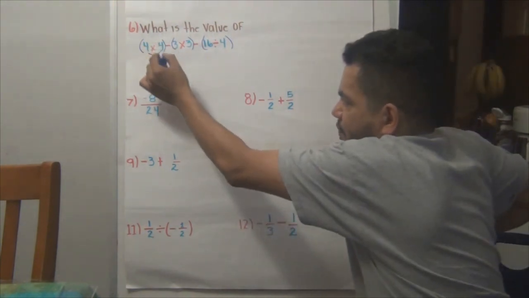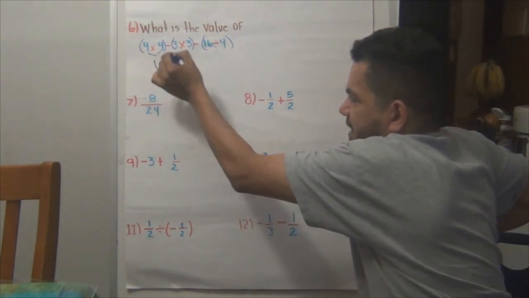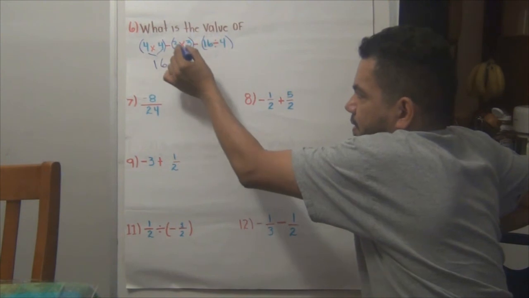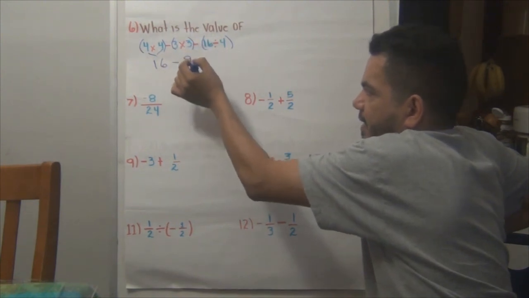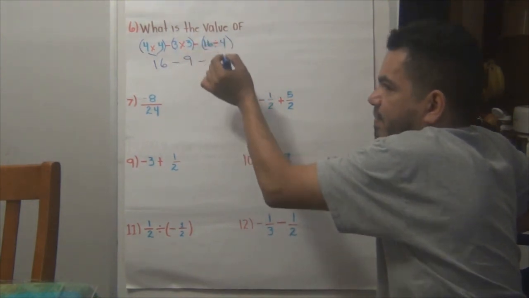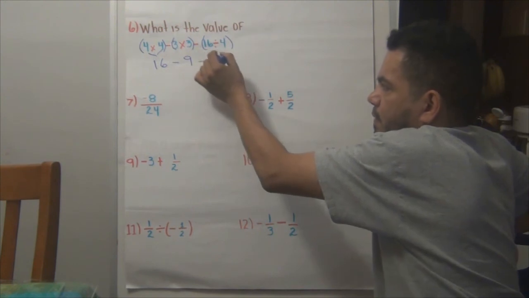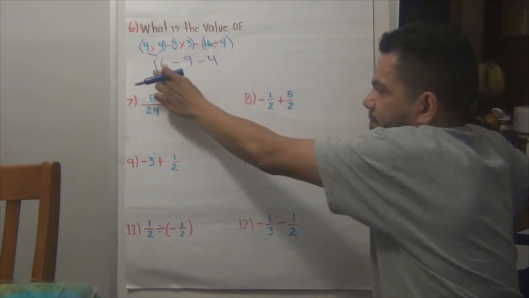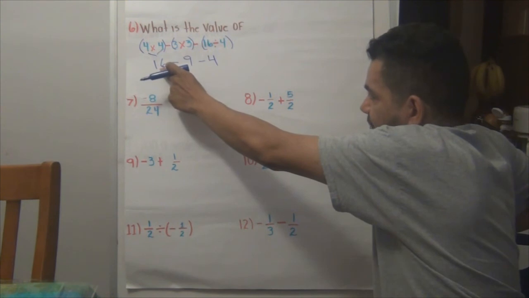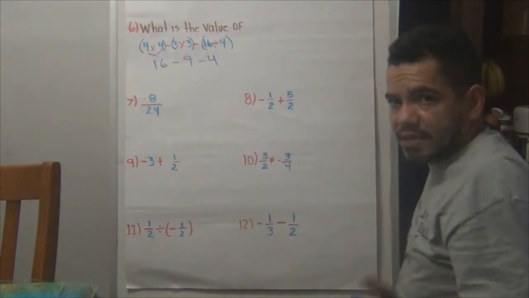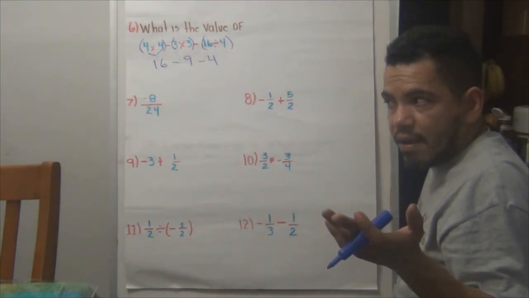So what do I get? 4 times 4? 16. Minus 3 times 3? 9. Minus 16 divided by 4? 4. So let's see now. 16 minus 9 is 7.